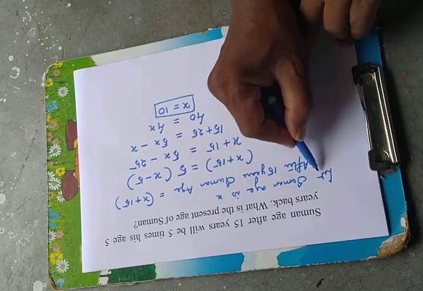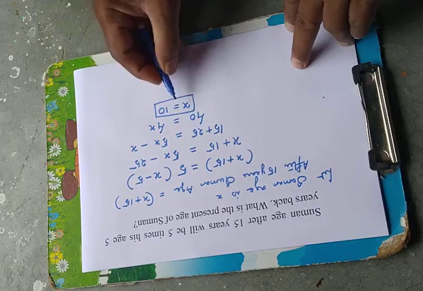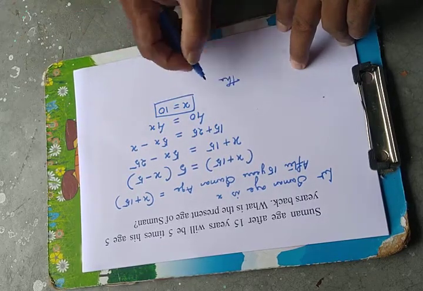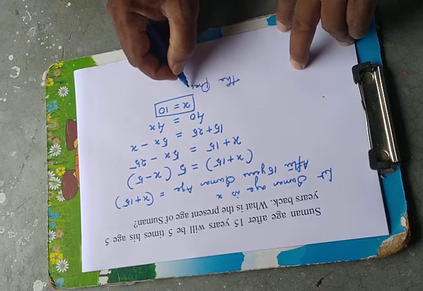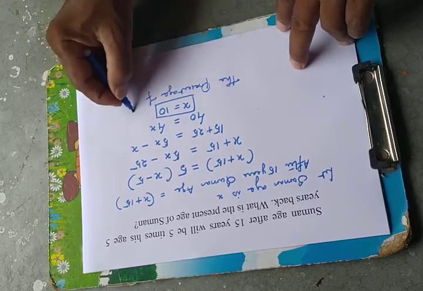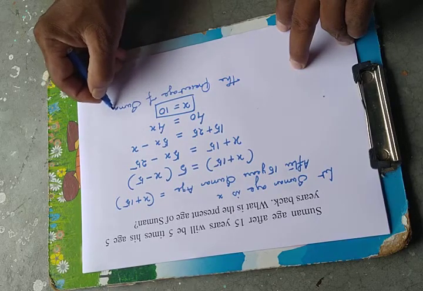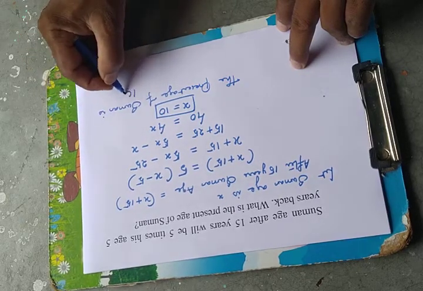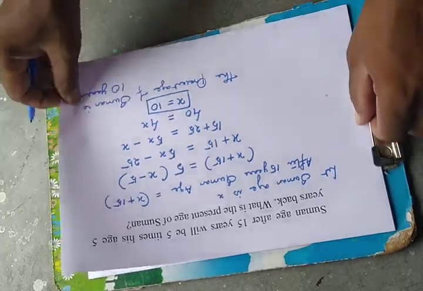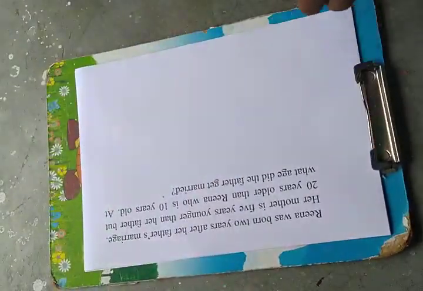Initially we assumed let Suman's age be x. Now we got the x value, x equals 10. Therefore, the present age of Suman is 10 years. Right. Now the second question.